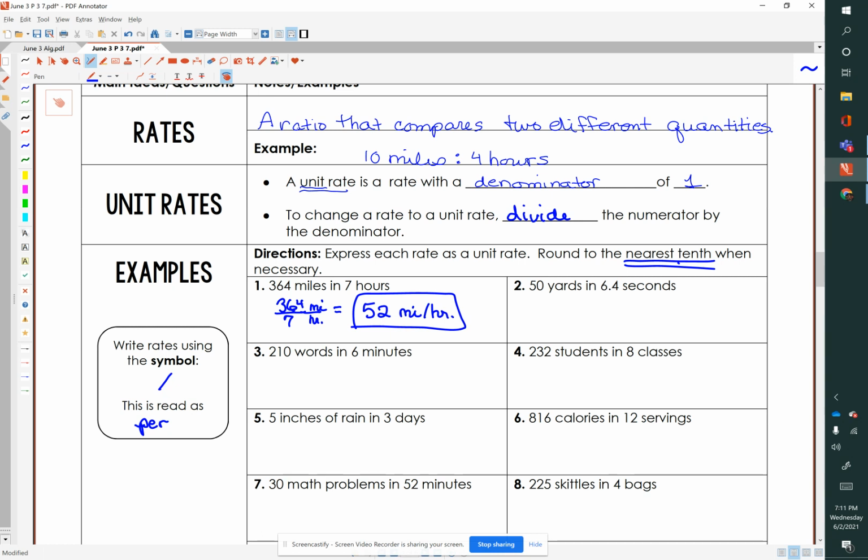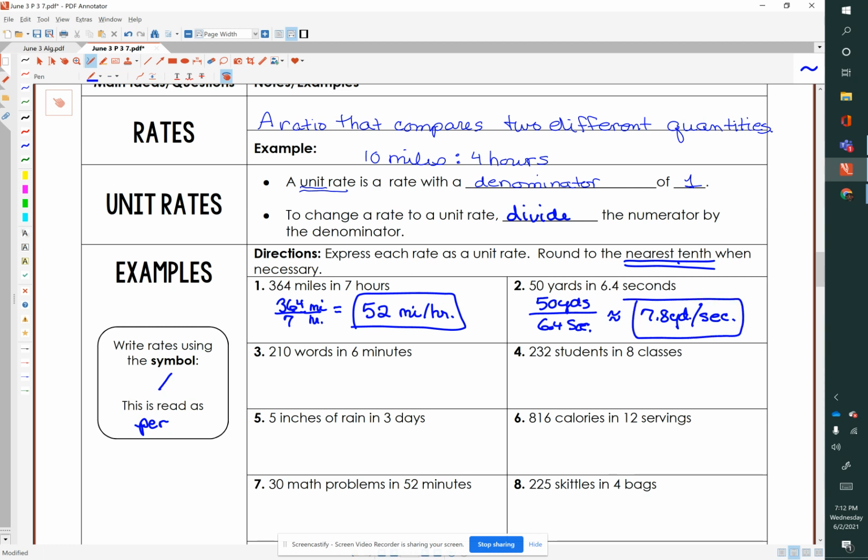So number 2, this sounds like football, 50 yards in 6.4 seconds. So that's our numerator, 50 yards, and 6.4, make sure you can see my decimal point, seconds in the denominator. Now, since we're rounding, I'm going to use the approximate symbol. That would be 7.8 yards in 1 second.